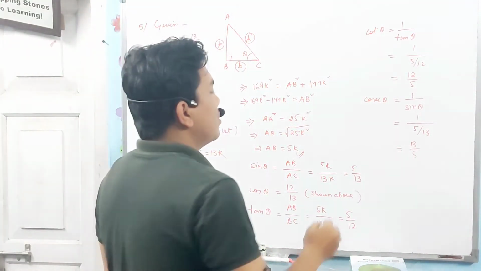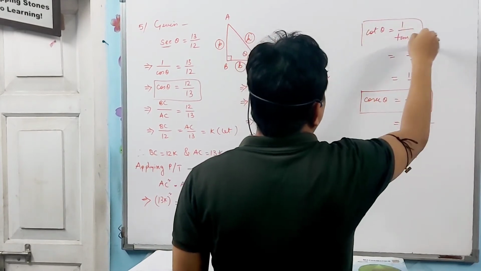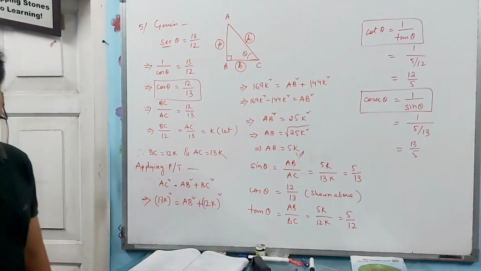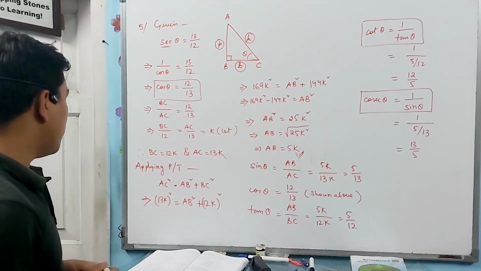Okay, so in this way we got the other ratios. You just have to memorize all these formulas. Without this you won't be able to solve it. Is it clear? Alright. So let's proceed to the next question.